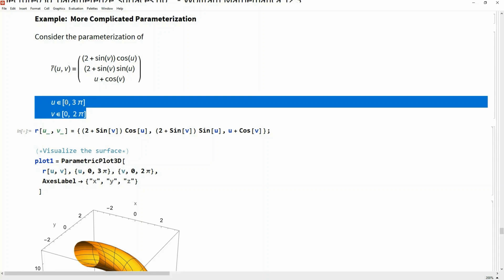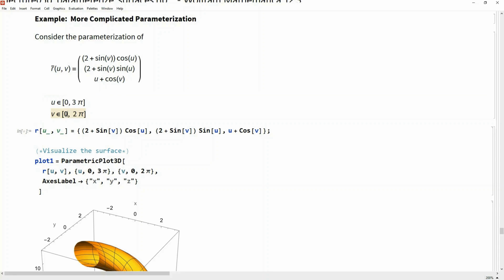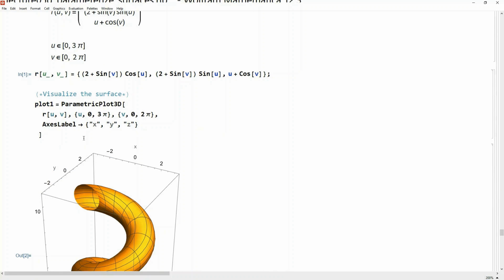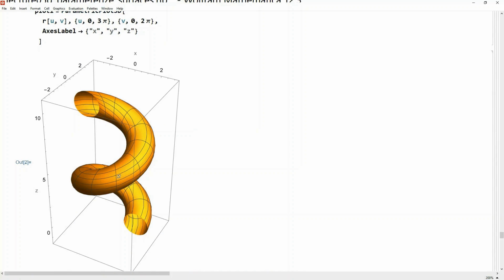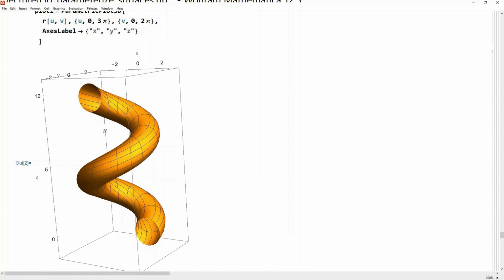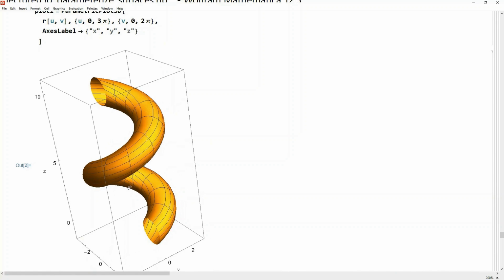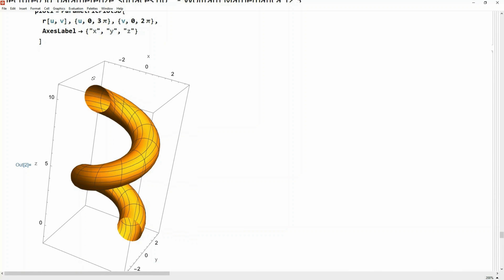So U is just going to go between 0 and 3 pi, and V is going to go between 0 and 2 pi. So let's go ahead and first define this parameterization here in Mathematica, and I'll go ahead and plot it just so you can see what this looks like. I'm going to use ParametricPlot3D to do this. And as you can see, what this does is it creates this kind of cool helix. And in fact, it's like a tube helix.